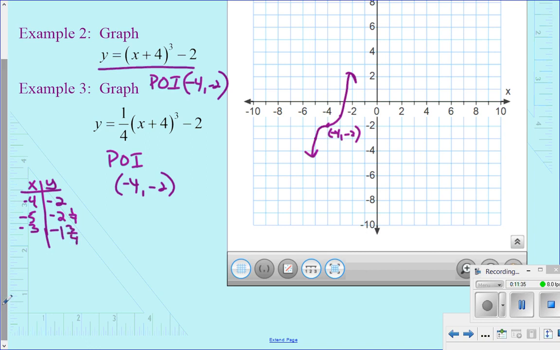So -5, -2 1/4. So just a little bit below -2. And then -3, -1 3/4. -3, -1, and almost -2. Oops, right there. So we can see that with our point of inflection going concave up to that point, through the point of inflection and going concave down, it's definitely wider. So that's our 1/4.